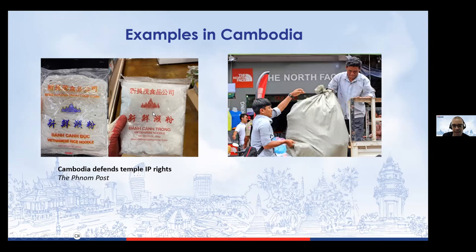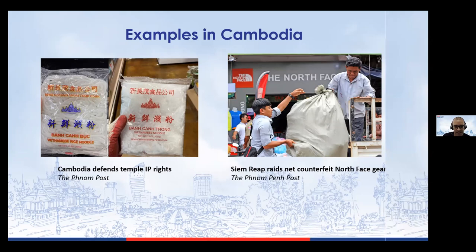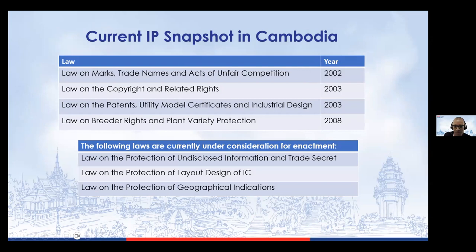And this happened a while ago, but here we have a North Face store in Siem Reap. It's not a real North Face store, so I think five locations got raided in Siem Reap, and that's another example of a trademark infringement. So those are two real life examples. Of course, with digitalization, we have a whole other host of issues to worry about with protecting digital assets, which we may talk about later.